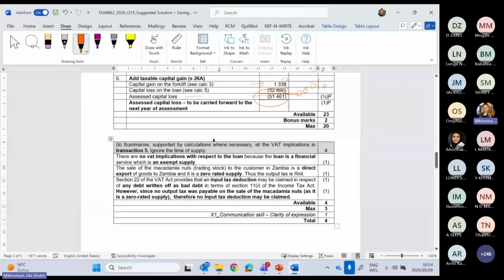The VAT, remember to kill 2 birds with 1 stone. You are dealing with the loan, so give us the VAT implications for the loan as well. Since it's a loan, it's a financial service, it's an exempt supply. So that's what you're going to write.